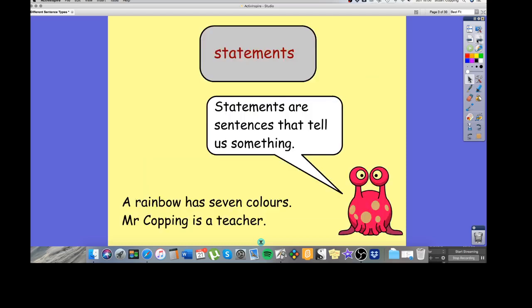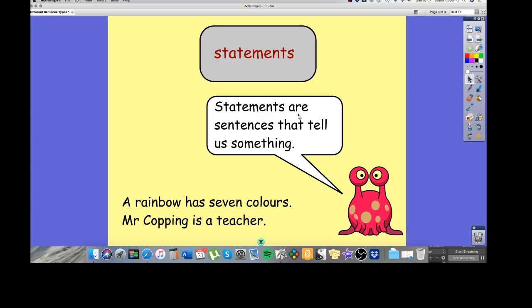So, what are the 4 sentence types? Okay, meet Blab. He's my resident alien. He's going to help us with our sentences and our different sentence types today. So the first one we're going to look at is statements. Statements are sentences that tell us something. Most sentences that you write are statements. Pretty much everything you have written this year has been a statement. Okay, so it tells us a fact.